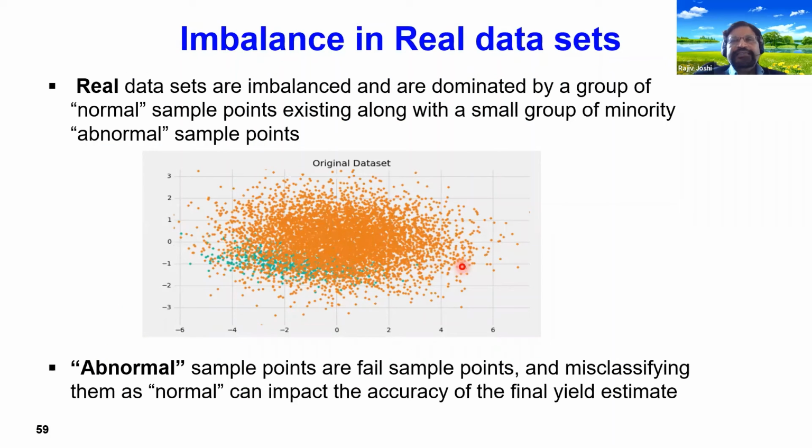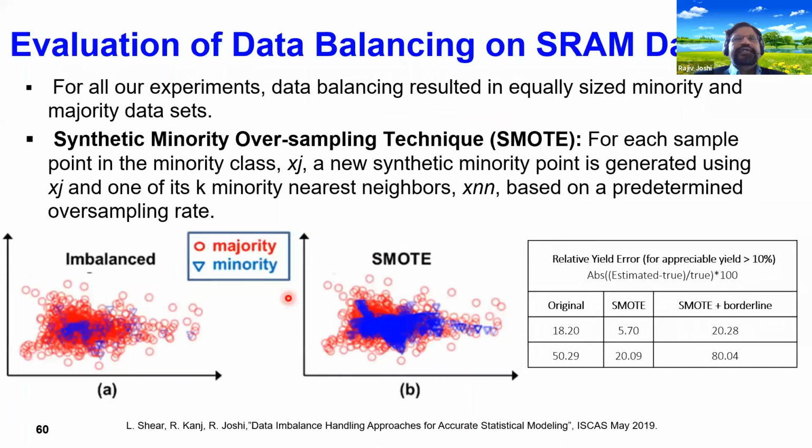And then there is an imbalance in real data sets, because real data sets are imbalanced and are dominated by a group of normal sample points existing along with a small group of minority abnormal sample points. What happens is, if you have a large number of passing regions versus a small number of failing regions, and we are trying to fit the data, then the model becomes really unrealistic. So that's why this imbalance in the data matters. There are various ways of handling that, and that is what is called a data balancing technique.